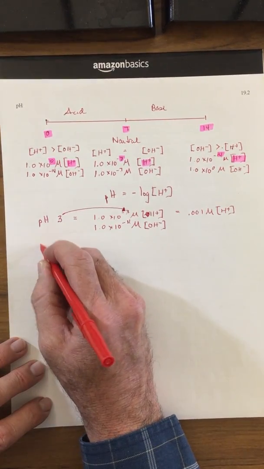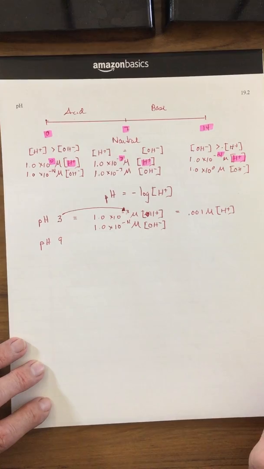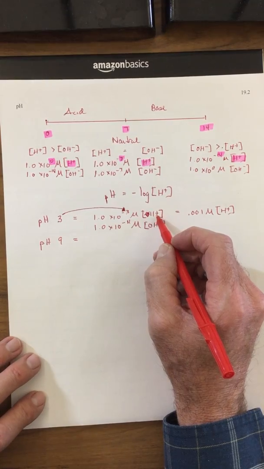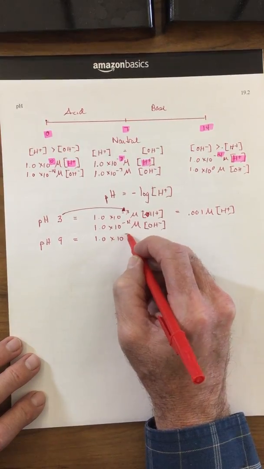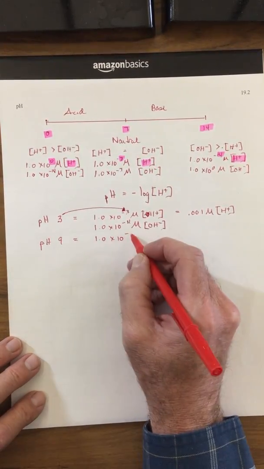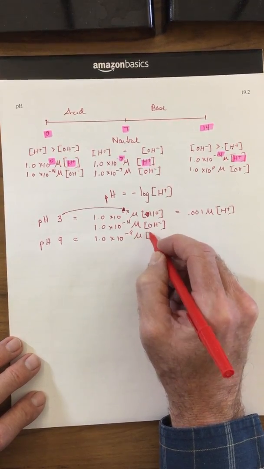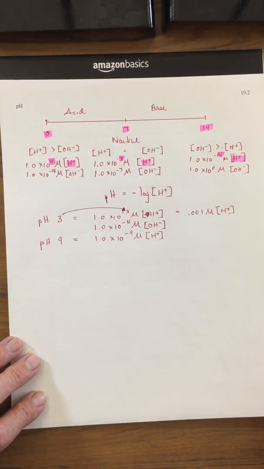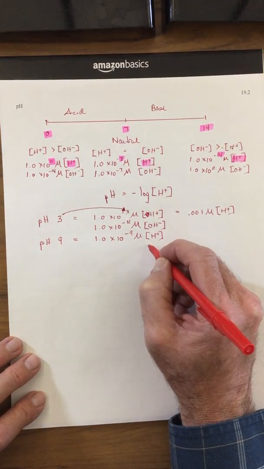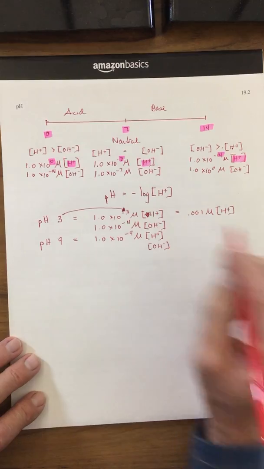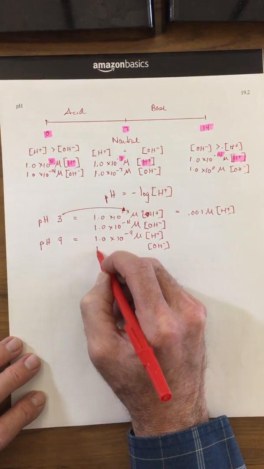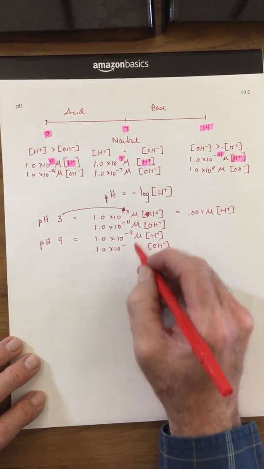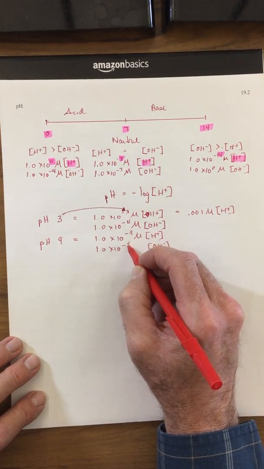Let's take a look at a pH of 9. What's this going to be in terms of the H plus concentration? Follow the pattern. 1.0 times 10 to the minus 9 molar H plus concentration. What's the OH minus concentration going to be? Remember, your exponents have to add to 14, or negative 14. So this is going to be 1.0 times 10 to the minus 5 molar.